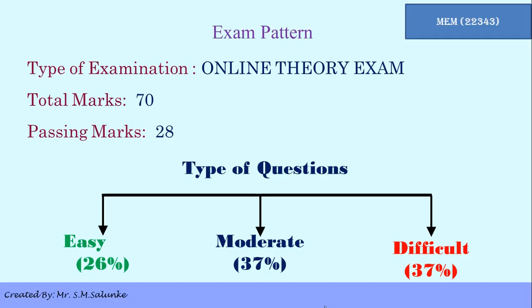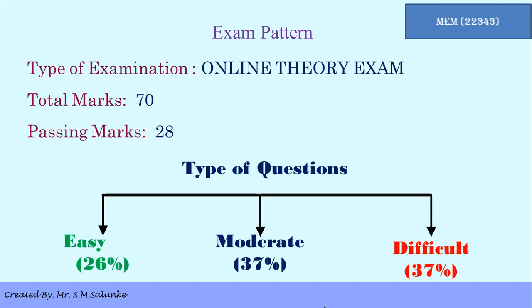Next is the exam pattern. As discussed earlier, out of 150, 100 marks are divided into 70 marks theory and 30 marks internal. So out of these 70 marks, there will be an online theory examination, and you'll have to score a minimum of 28 marks to clear this online examination. Now let's simply overlook the type of questions that will be asked in the online theory examination.